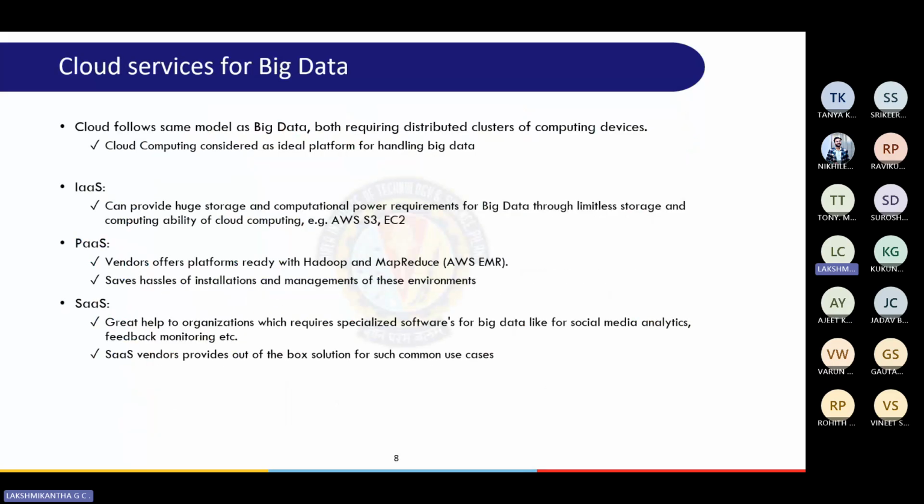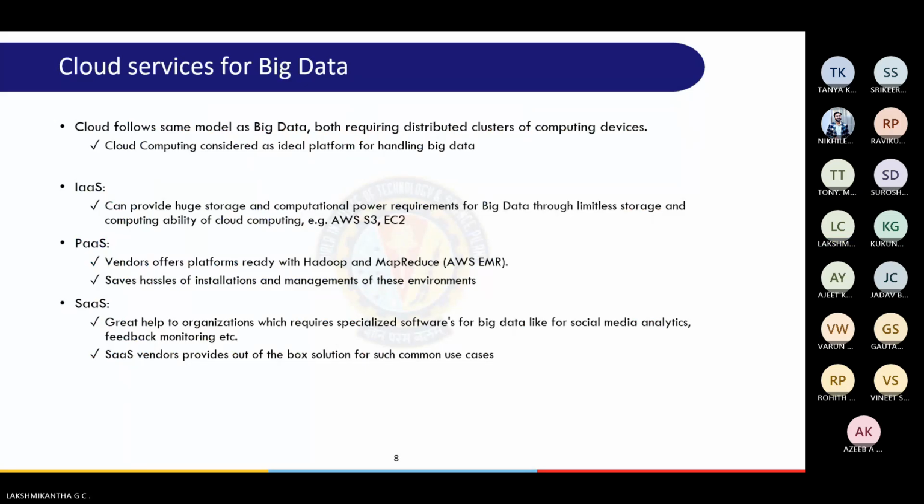Now look here, guys. In the next slide, I'm explaining cloud services for big data. My dear friends, why is the cloud an ideal platform for big data? It is simple. Cloud computing follows the same distributed cluster model as big data. That is the very first point I have mentioned here. Both rely on a huge number of interconnected computing devices. So let's see, guys, how our three service models fit into the big data context.